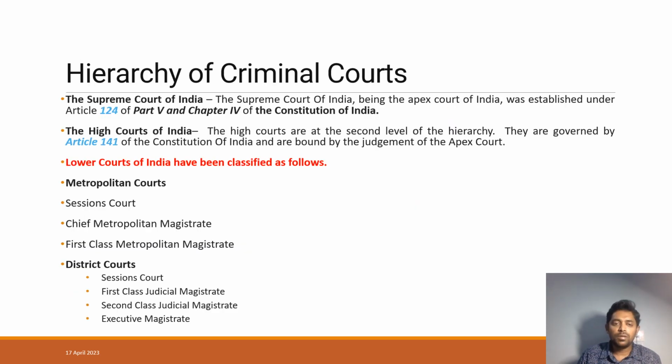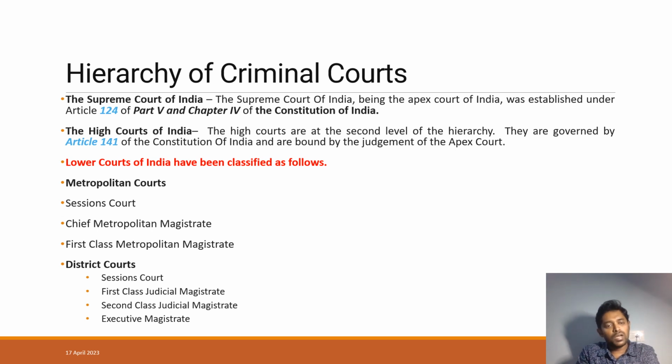Hierarchy of criminal courts. The Supreme Court of India, being the apex court of India, was established under Article 124, Part 5 and Chapter 4 of the Constitution of India. High Courts of India. The High Courts are at the second level of the hierarchy. They are governed by Article 214 of the Constitution of India and are bound by the judgment of the apex court. Lower courts of India have been classified as follows: metropolitan courts and district courts.